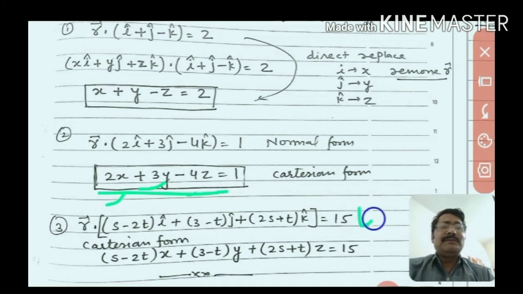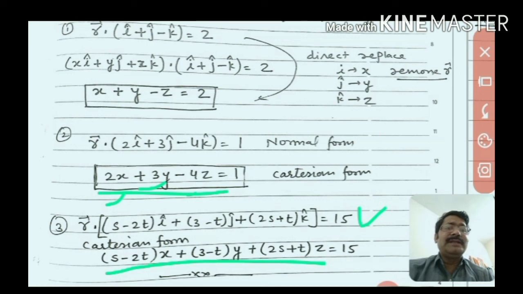Similarly, one more question, where in place of i j k we have to change to x y z. So you can write in Cartesian form: s minus 2t bracket x plus 3 minus t bracket y plus 2s plus t bracket z equal to 15. So it is very simple to convert from vector form to Cartesian form.